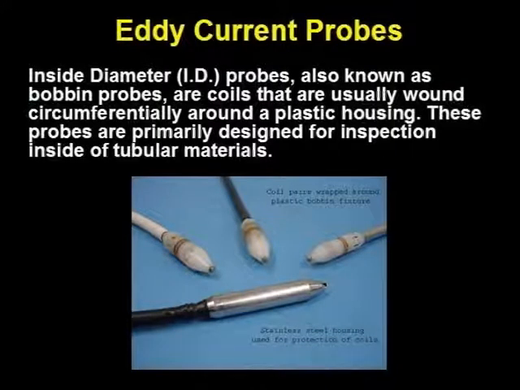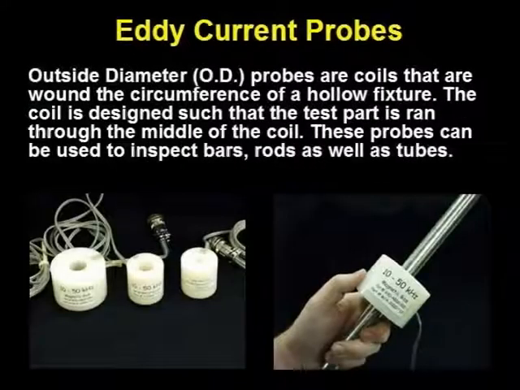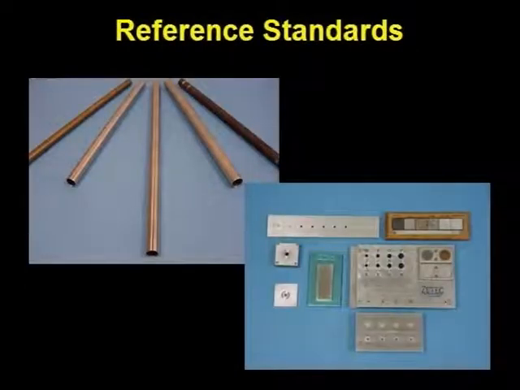Inside diameter or bobbin probes are primarily designed for inspection inside tubes or cylinders. Outside diameter or encircling probes are designed to surround the test article. These probes are used to inspect anything with circular symmetry, including bars and tubes.